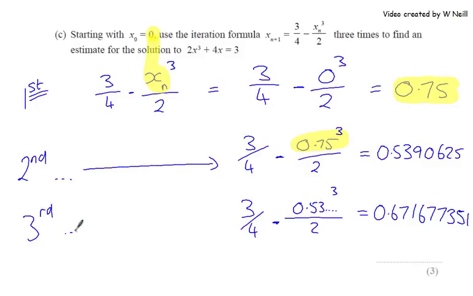Now, if I wanted 4 or 5 or 6, I just keep pressing that number. And each time I'm getting closer and closer to a root. So there is my third estimate.